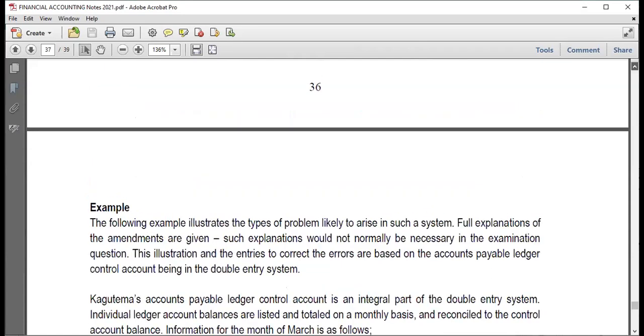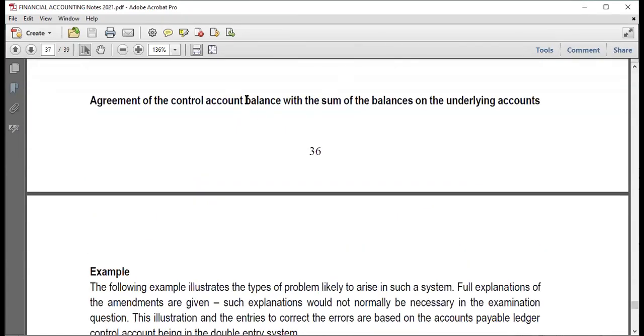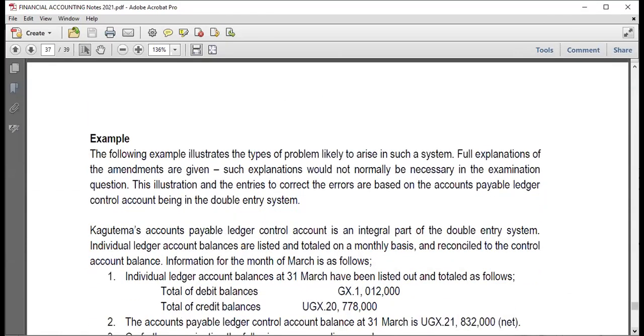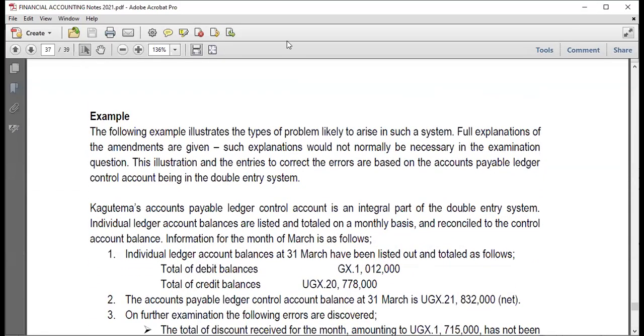So we have another example here. This is the example that helps us to make sure that we make an agreement of the control account balances with the sum of balances on the underlying accounts. So we are going to see an example here. We have an example here which says that the following example illustrates the types of problem likely to arise in such a system. Okay. Of course, full explanations of the amendments are given. Such explanations would normally be necessary in the examination question.